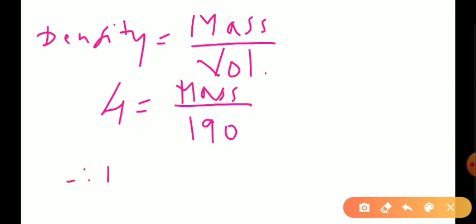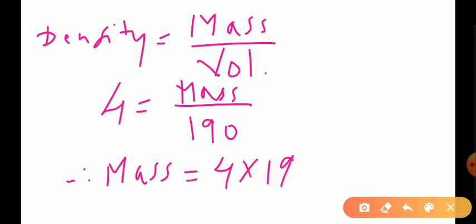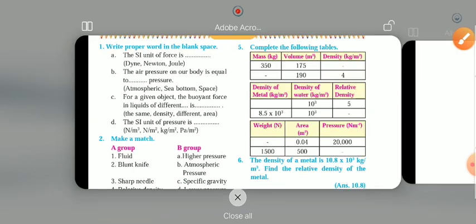Therefore, mass is equal to 4 into 190, and when we multiply it, what will we get? 19 fours are 76, so 760 kilograms will be the mass of the particular object. So this is about 5.2. Now let's see the next part.